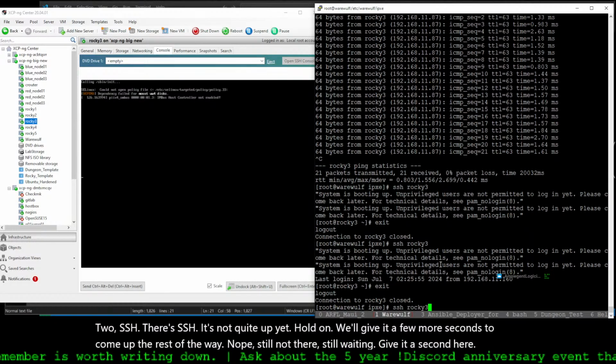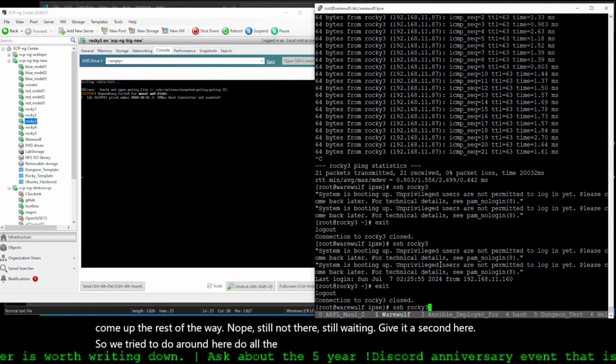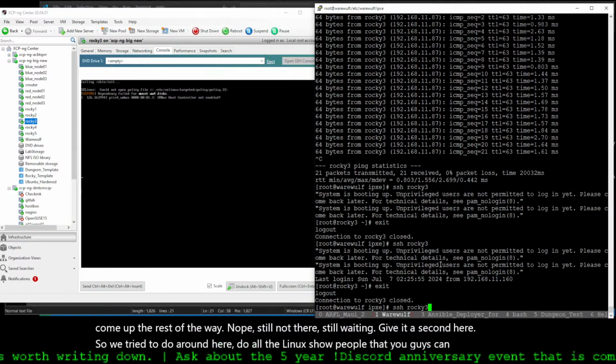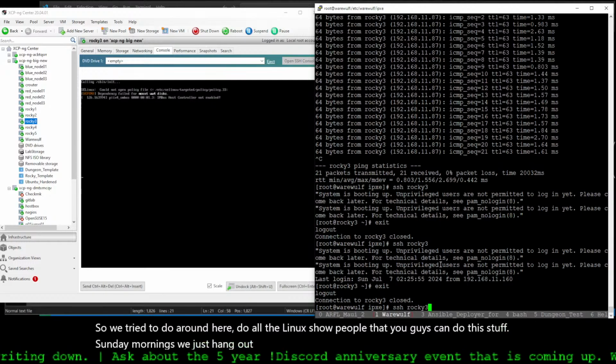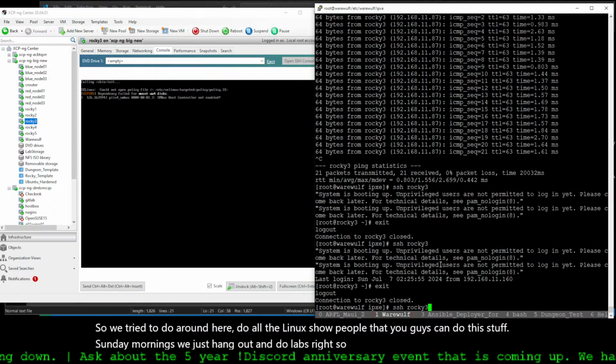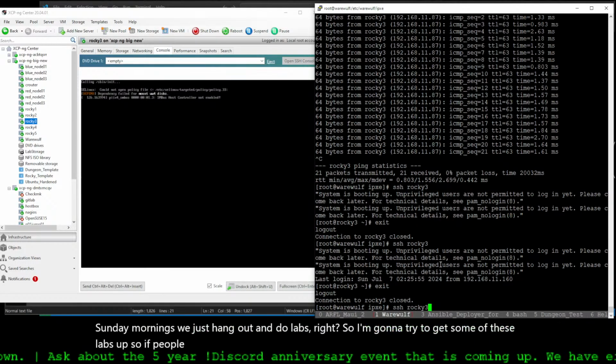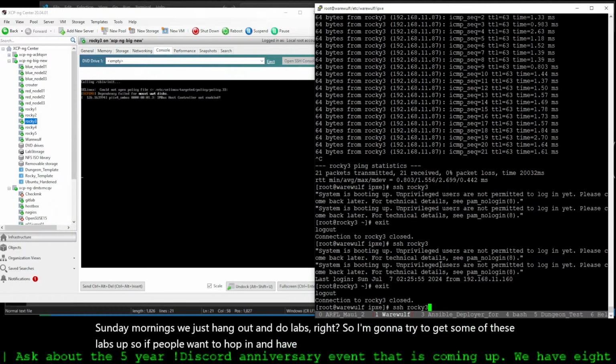So we try to do around here, do all the Linux. Show people that you guys can do this stuff. Sunday mornings we just hang out and do labs, right? So I'm going to try to get some of these labs up, so if people want to hop in and have access to these Rocky boxes, they can.